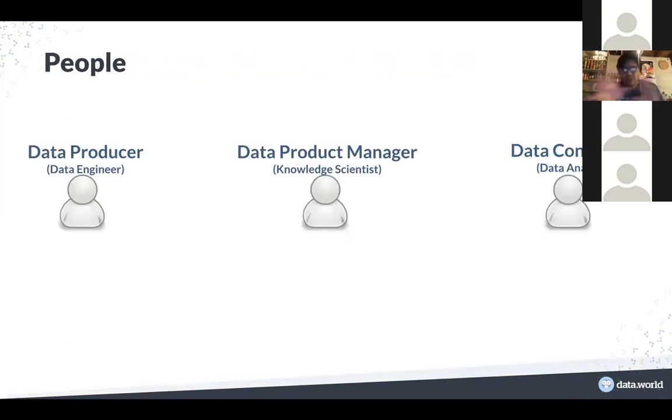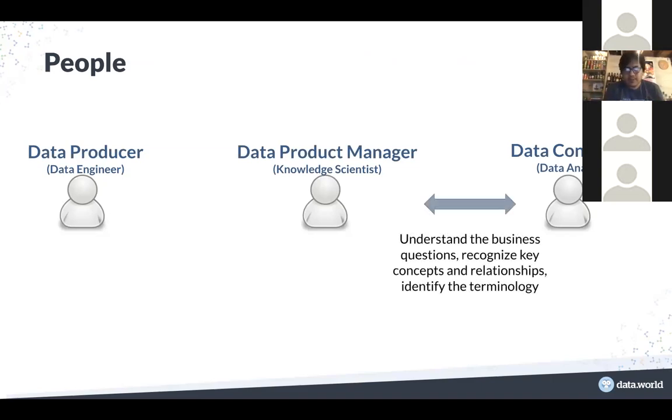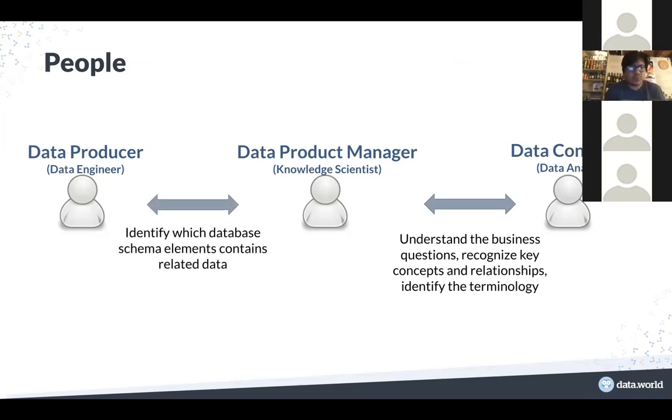So when you're going through this process, you have these three different personas. The knowledge scientist is working with the data analyst to understand the questions, the key concepts. The knowledge scientist is working with the data engineer to understand where this is in the data. Obviously, disagreements will occur in practice. But given that we have a clear focus and a clear success criteria, we can ask ourselves, is this discussion helping us address the problem? If it's not, we can table that discussion for later.